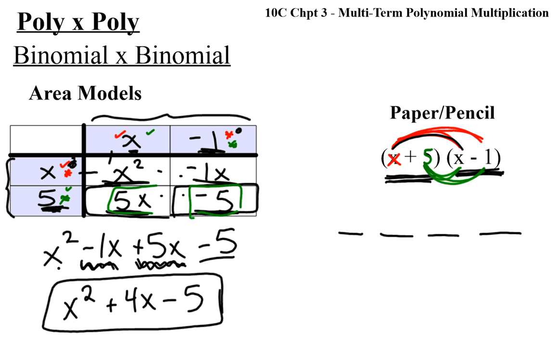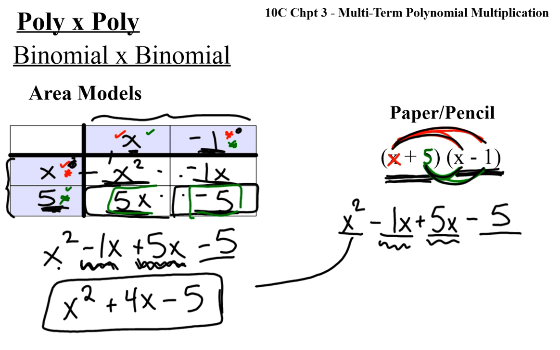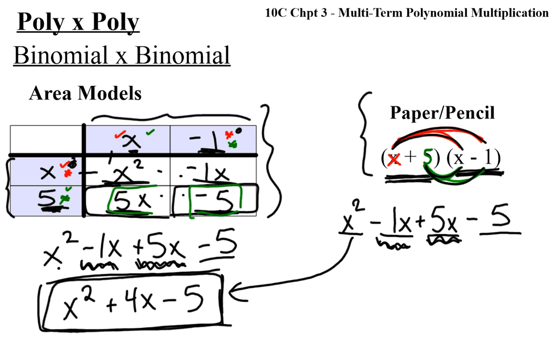X times x is x squared. X times negative 1 is a negative 1x. 5 times x is a 5x. And 5 times negative 1 is a negative 5, which simplifies when we combine our like terms to x squared, negative 1 and 5 is 4x, with the negative 5. We get this same answer whether we use the area model or the paper pencil model. We can see those same steps come from each.